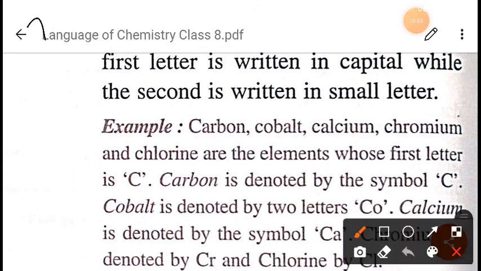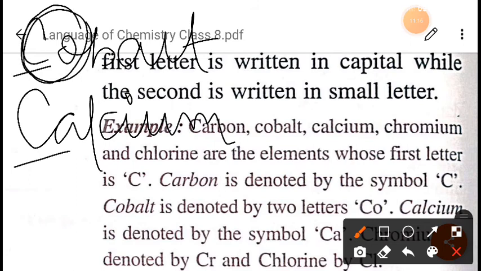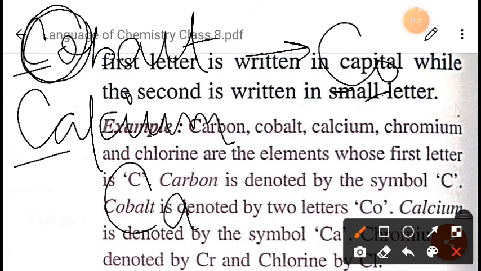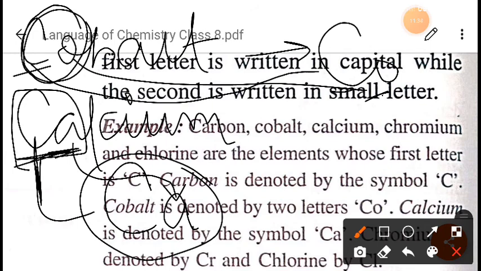For carbon, carbon has been given C. But for cobalt, COBALT, and for calcium, CALCIUM, as you can see, the first letter C is the same. So we have used cobalt as Co. The first one is capital and the second one is small. And for calcium again, the first one is capital and the second one is small, Ca. The first two letters are used, in which the first letter is capital and the second letter is small.